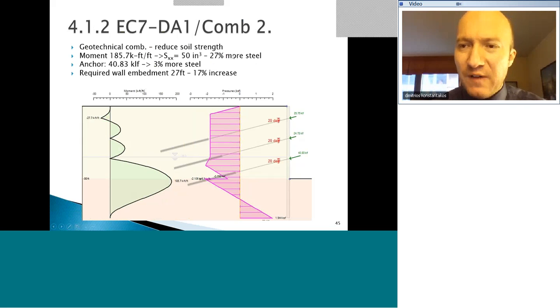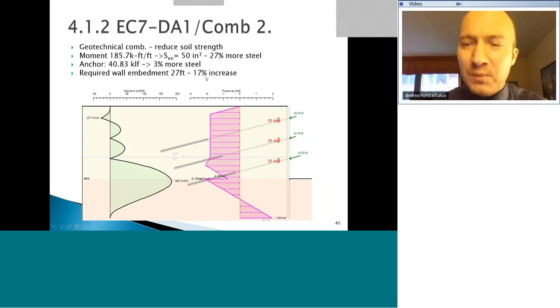Looking at design combination 2, where we're reducing the soil strength. Remember, 1.25 on the tangent of the friction angle, and 1.25 on the effective cohesion, 1.4 on the undrained shear strength. We need 27% more, we should say section modulus. Here 125.7, 185.7 kip-feet per foot. And the anchor is just 3% more steel.